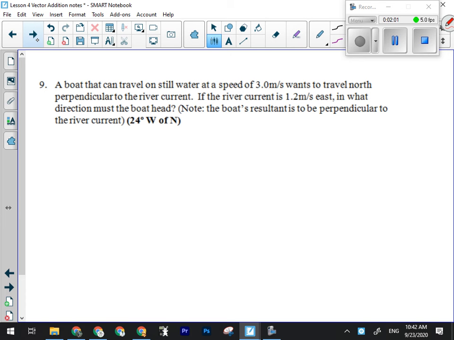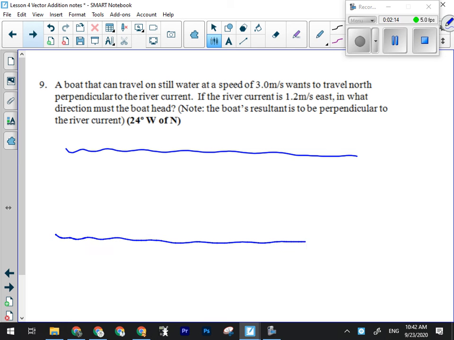Another boat question. We talked about those on Friday last week, but we haven't done one since. So, draw the river. Remember, there's two types of boat questions. Rowing across and going across. This one wants to go across. It says, wants to travel north, perpendicular to the river current. That means that's what they want to end up doing, is going due north.